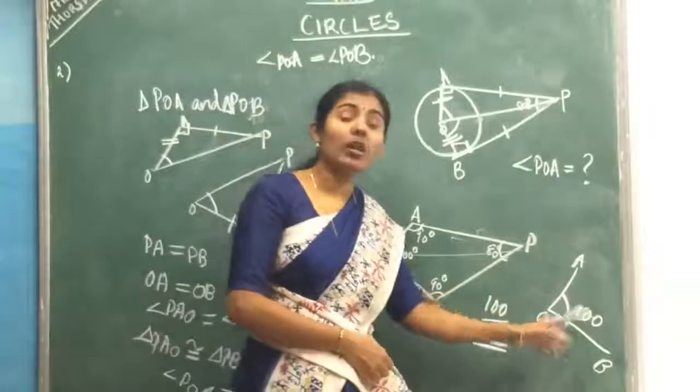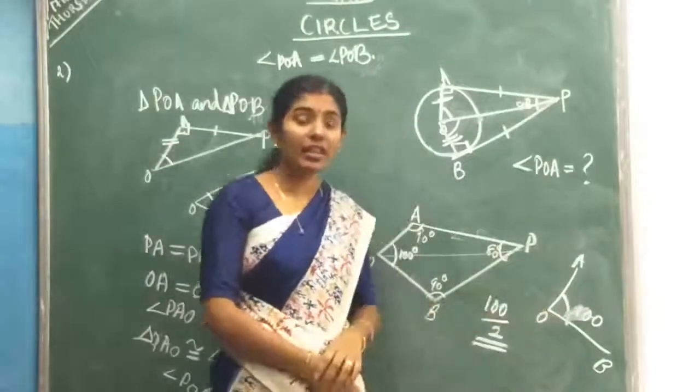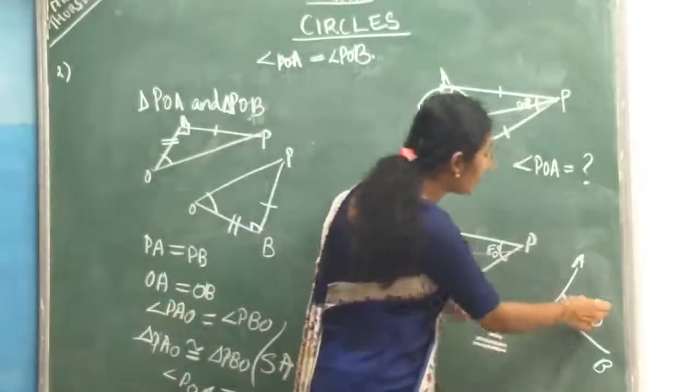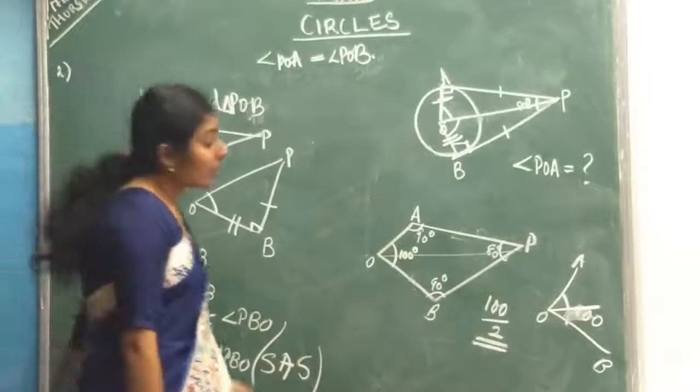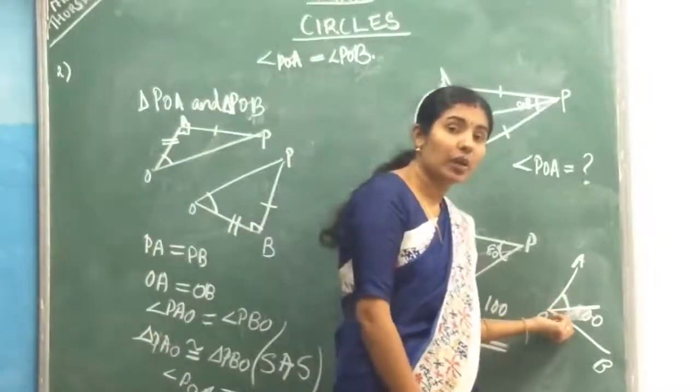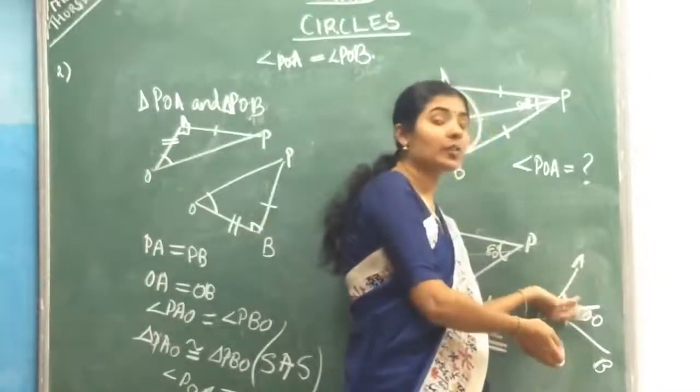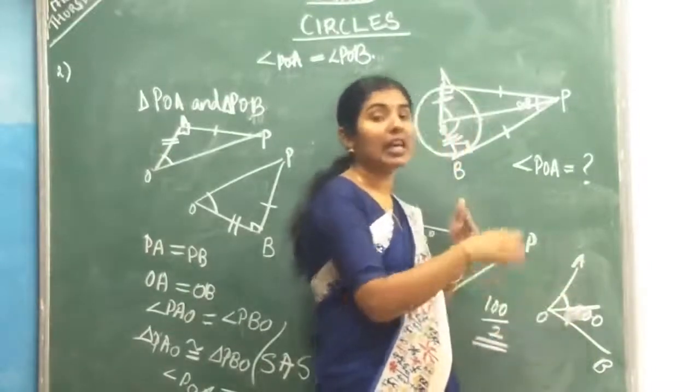We proved now that angle AOB is 100 degrees and this angle is divided into two equal parts. That only we proved now. So this angle is divided into two parts, which means how to find one of its parts? What you will do? Take the half of that.